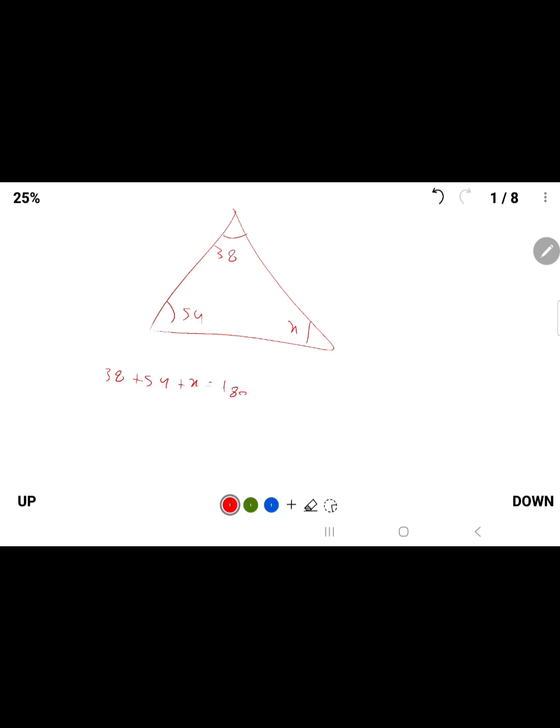Now 38 plus 54 is equal to 92, plus x. Now we subtract both sides by 92. So 180 minus 92 is equal to 88. So x is equal to 88.